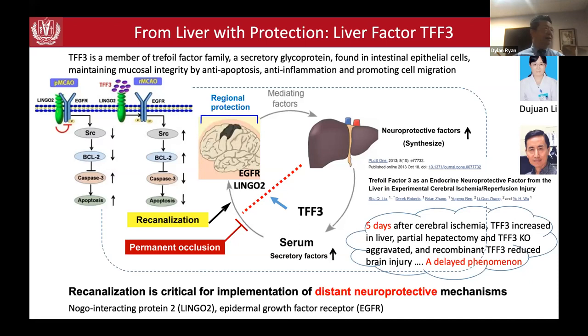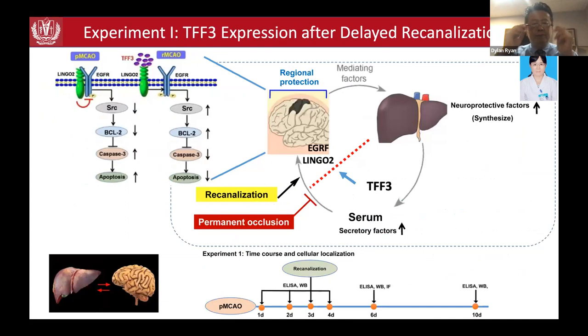TFF3 from the liver comes to the serum, from serum will go to the brain, and then it will bind with something called LINGO2, and then release EGFR, increasing all the good guys, the SARC, BCL2, and reducing the bad guys, caspase-3 and cell death. I said, okay, let's do that and see if we can find a good reason for delayed recanalization.